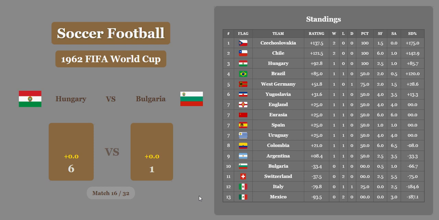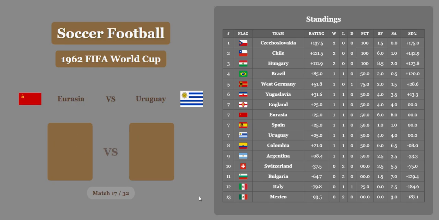No economic difference, and Hungary with a very important win. They're going to stay in 3rd place, but still that score difference can really help them out later. Eurasia versus Uruguay, Bulgaria down in 11th now. Eurasia takes the win. They won in 1962, but Uruguay on the economic difference is going to tie it up, and they're tied in 7th now. I think they might have been before too, but not quite sure on that.